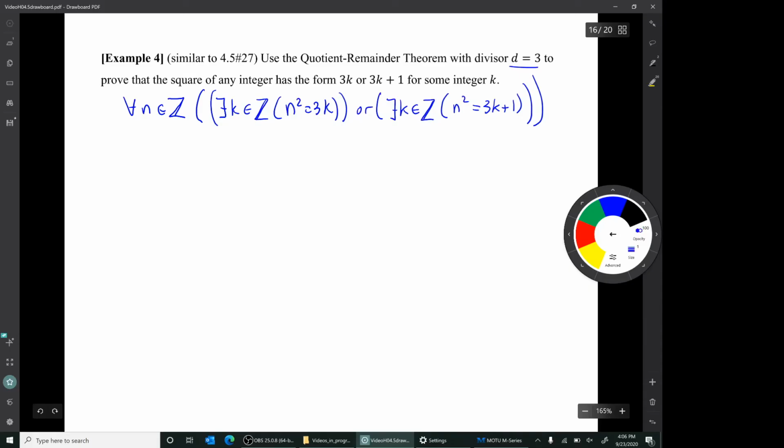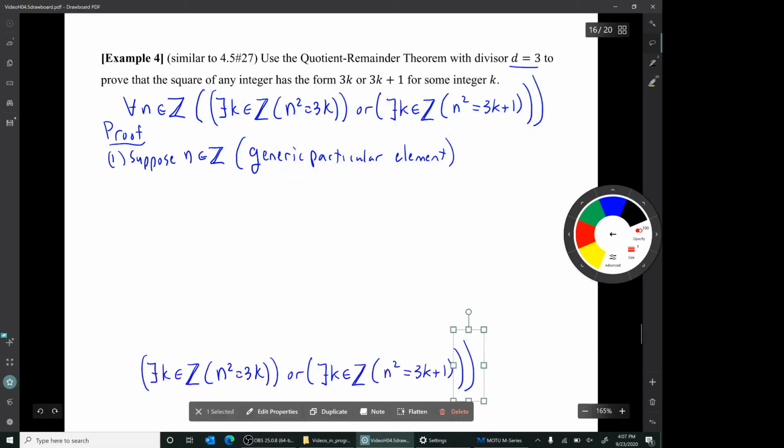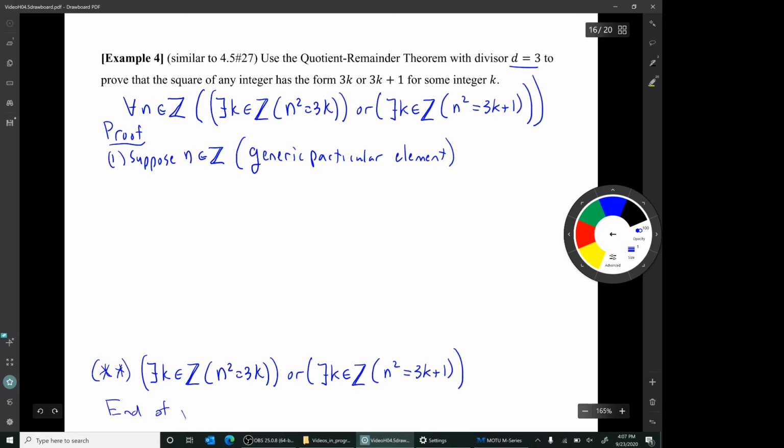How do we embark on a proof like this? Well, notice that this is a universal statement, so we have to have the proof structure of generalizing from a generic particular element. And that's got to be our start. Now, the end of our proof has to be that this whole predicate is true. So let's put that down in the very bottom. So that's got to be our proof structure, generalizing from generic particular element.